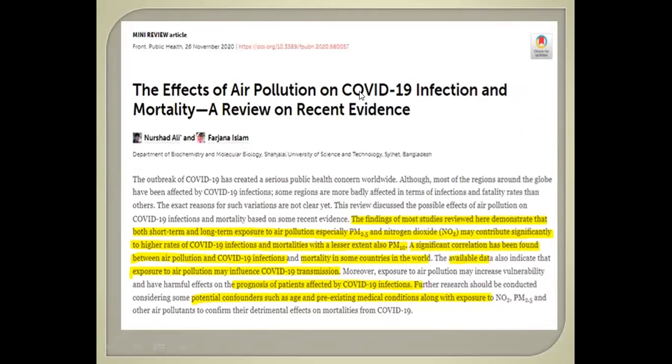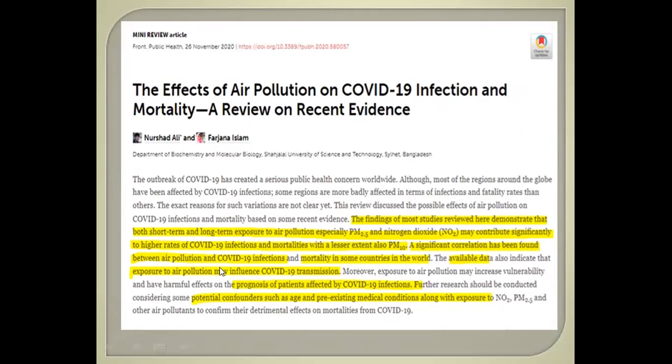The effects of air pollution on COVID-19 infection and mortality are reviewed in recent updates. The findings of most studies reviewed demonstrate that both short-term and long-term exposure to air pollution, especially PM2.5 and nitrogen oxide, may contribute significantly to higher rates of COVID-19 infection and mortalities, to a lesser extent as compared to PM10.